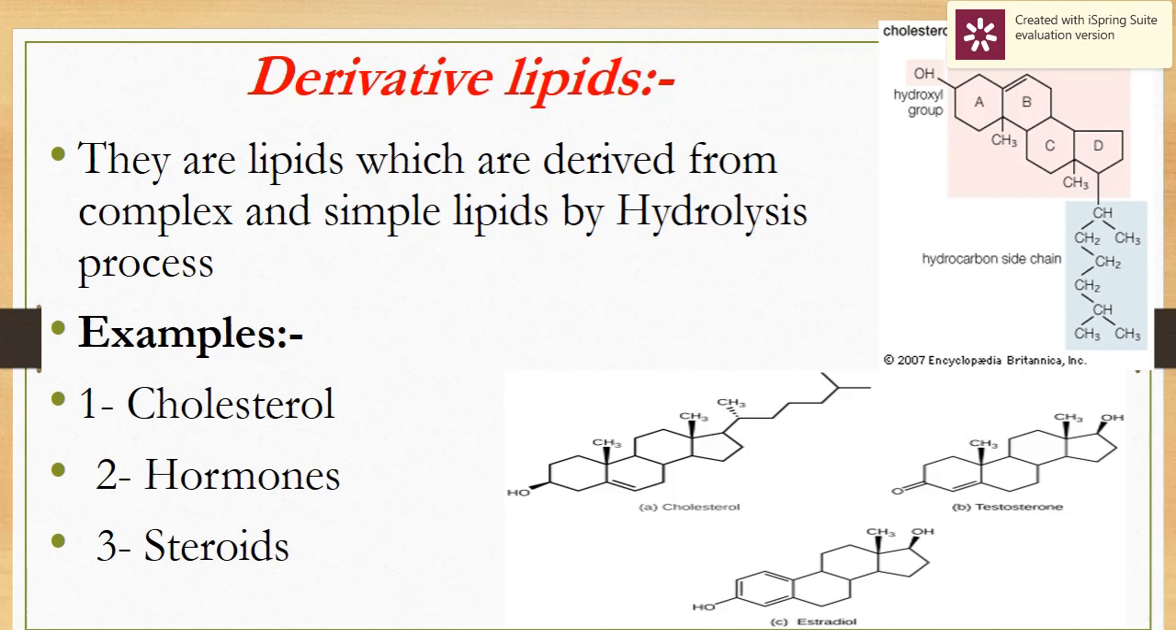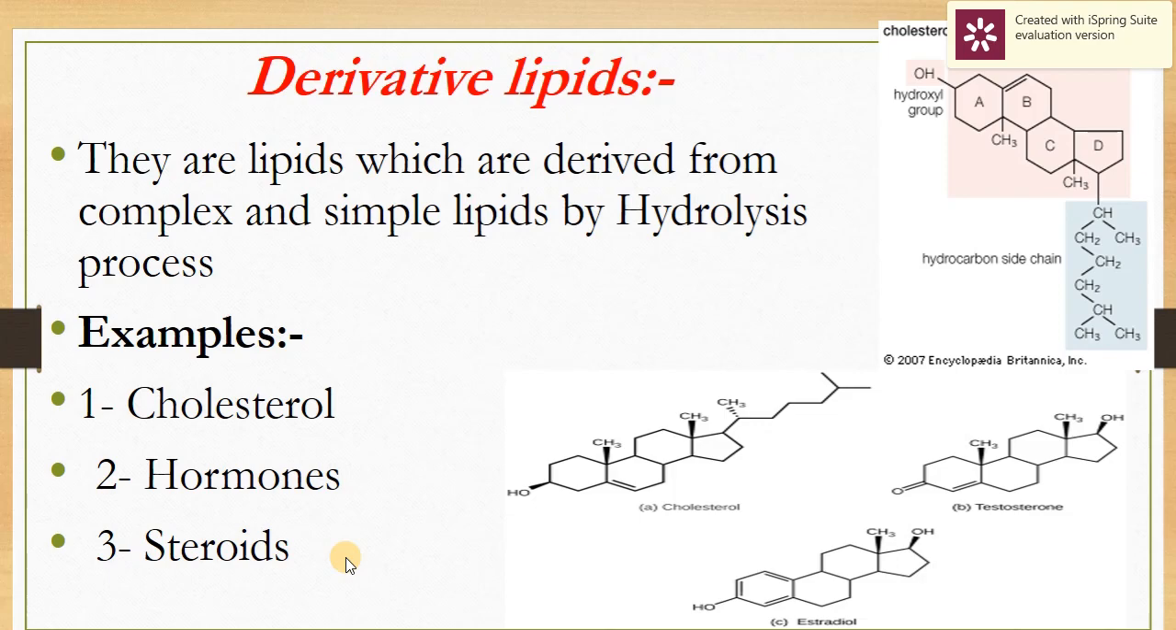Now we have derivative lipids. The derivative lipids are derived from both simple and complex lipids by a hydrolysis reaction. What is the meaning of a hydrolysis reaction? This reaction occurs by adding water. When we add water, we have a hydrolysis reaction. Examples of derivative lipids are cholesterol, hormones, and steroids.